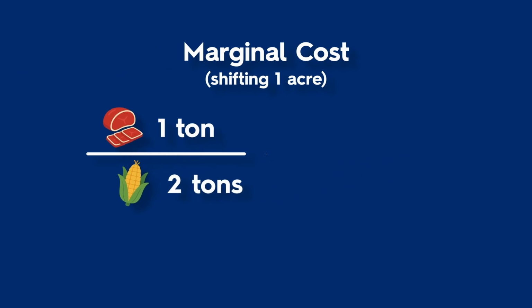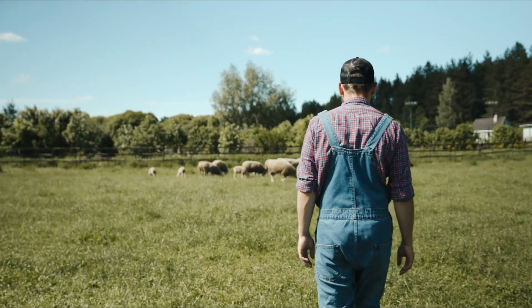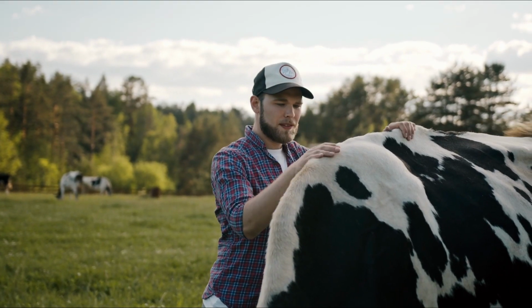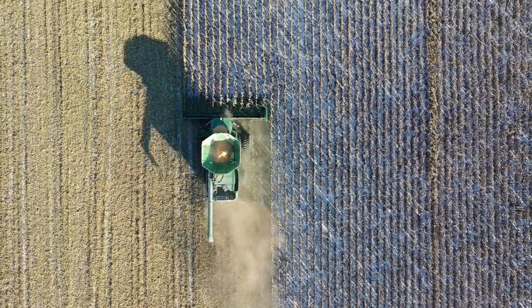Want the marginal cost of shifting 1 acre? Multiply that ratio by the yield per acre. This tells leaders exactly how much beef they sacrifice by planting more grain, guiding efficient decisions.